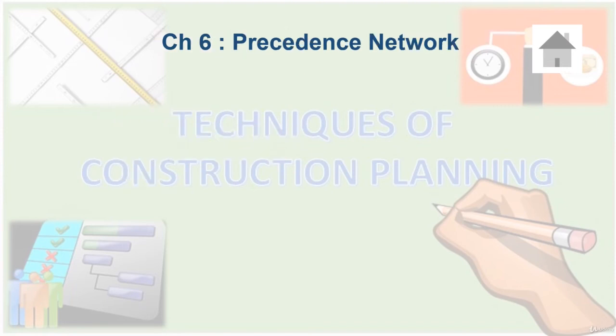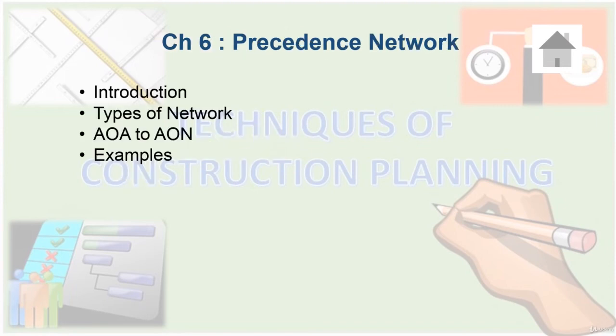Chapter 6 is Precedence Network. In this section, we will learn what is Precedence Network, what are the different types of network, how to convert the AOA network to the AON network, and we will also solve some examples related to this precedence network.